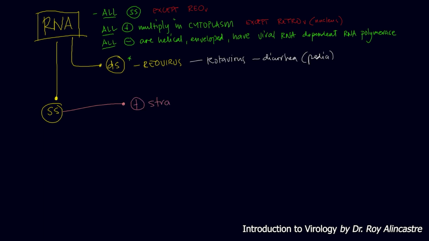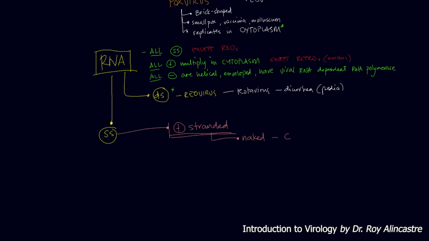For the positive-stranded RNA viruses, we have the naked viruses, Caliciviridae, which are important agents of viral gastroenteritis in adult humans. Example, the Norwalk virus or noroviruses. We also have the picornaviruses. Here is a mnemonic so that you can remember the picornaviruses: PECORNA.